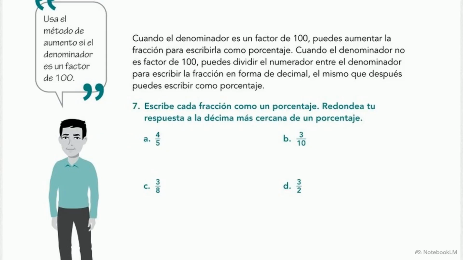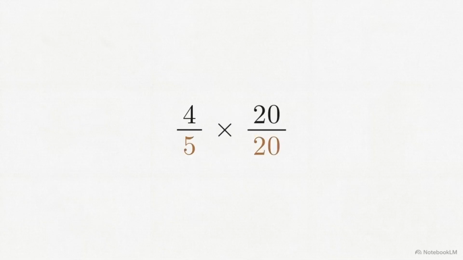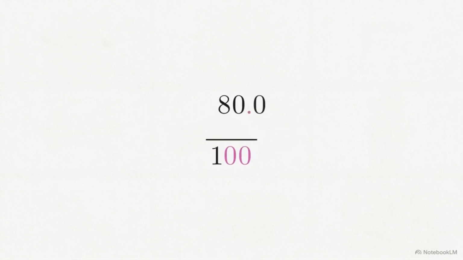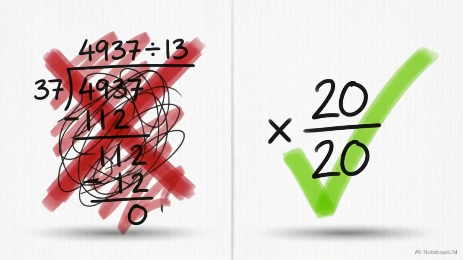To convert this quickly, ask yourself, how can you scale that 5 up to reach 100? We know 5 times 20 is 100, so we multiply both the top and bottom by 20. 4 times 20 is 80, giving us 80 over 100. That shifts straight into 0.80. Searching for a multiplier is a highly efficient shortcut. It bypasses complex long division entirely and lets you rely on the simple decimal shift.